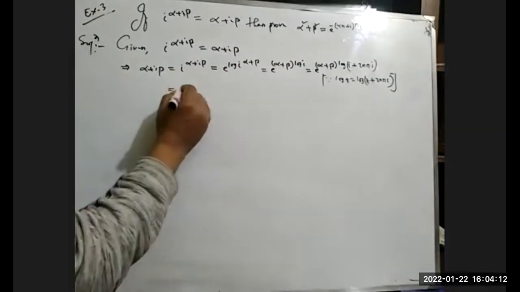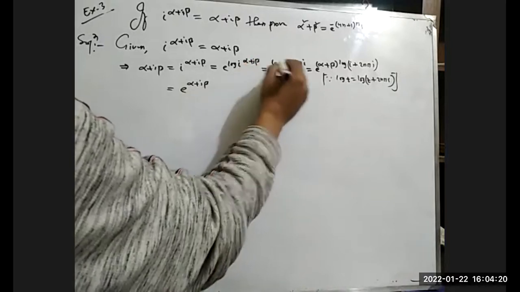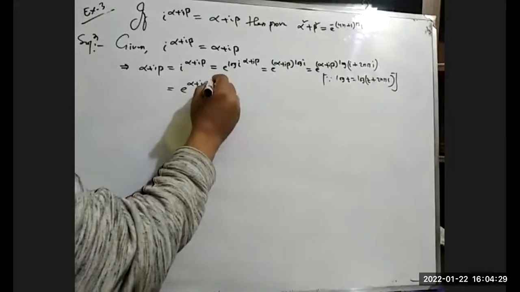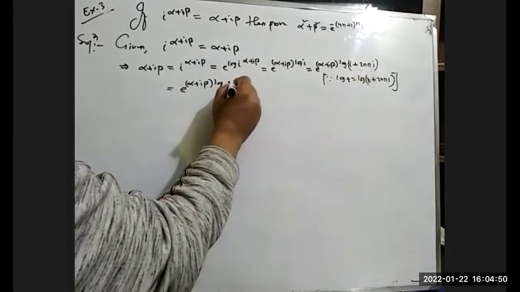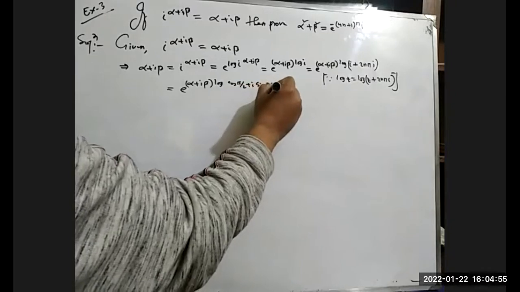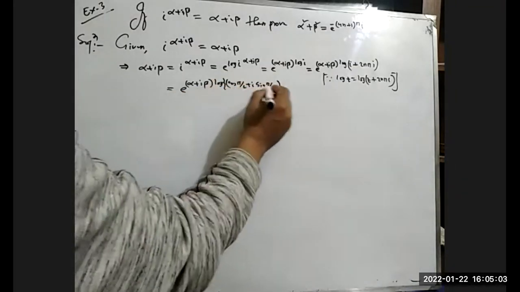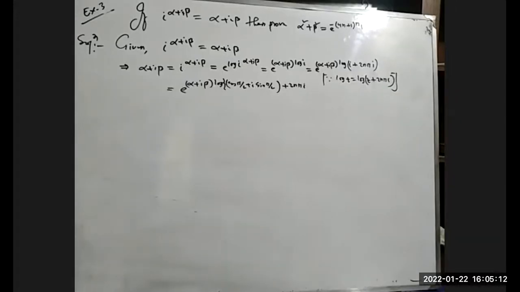So this can be written as e to the power alpha plus i beta, the log i. This can be written in polar form: i equals cos pi by 2 plus i sin pi by 2. Cos 90 degree means 0 and sin 90 degree what? 1. This is why i, only i, plus twice n pi i.